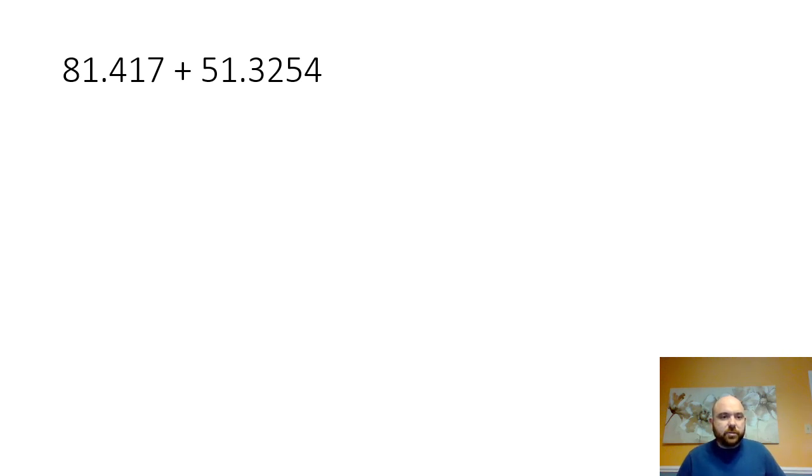Here we have another addition problem, 81.417 plus 51.3254. Remembering back to our rules again, what we're really concerned with is the number of decimal places. In this figure we have 3 decimal places, and in this figure we have 4 decimal places. If we punch this in our calculator, it tells us that the result of this function is 132.7424. Remember, we want to round to the lowest number of decimal places in addition and subtraction problems, so we want to round this to 3 decimal places.